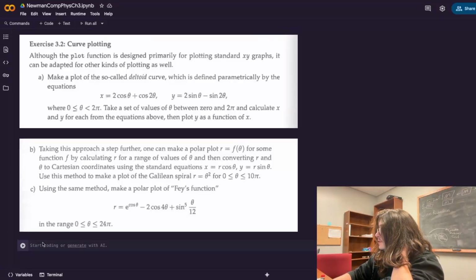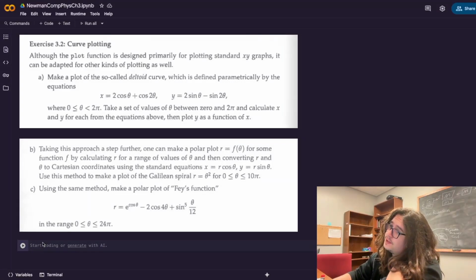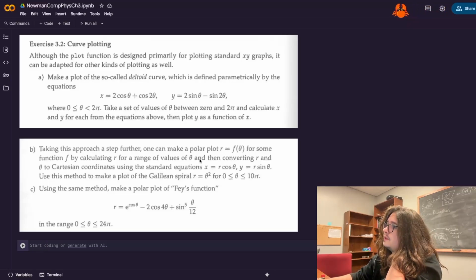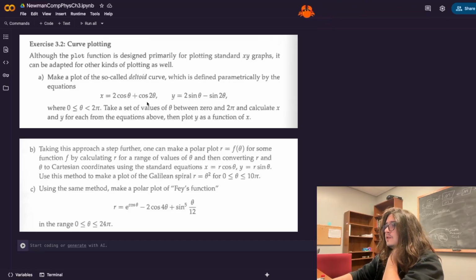Alright, silly people, here's the situation. We're going to be using matplotlib to plot a bunch of silly looking math curves, which are pretty funny. The first one is the deltoid curve. It kind of looks like a Dorito, and it is given by these equations here.